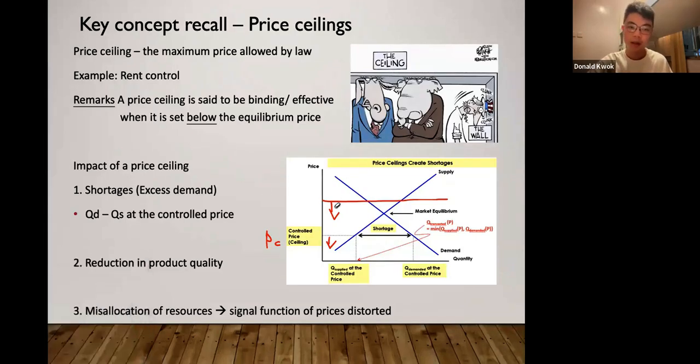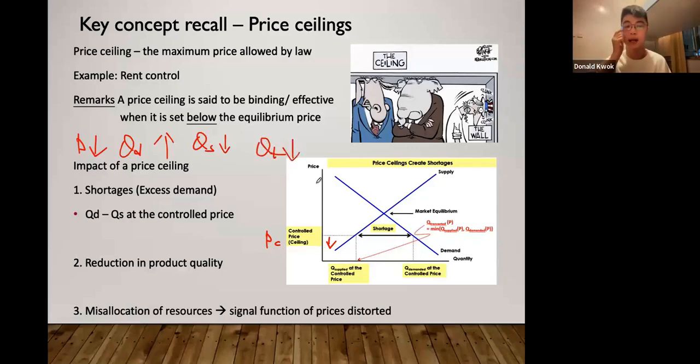With an effective price ceiling imposed, the price would decrease, quantity demanded would increase, quantity supplied would decrease, and quantity transacted would decrease. These are the impacts aroused by an effective price ceiling. With an increase in quantity demanded and a decrease in quantity supplied, there will be excess demand, or we also say a shortage, at the controlled price PC. So this is the first effect.